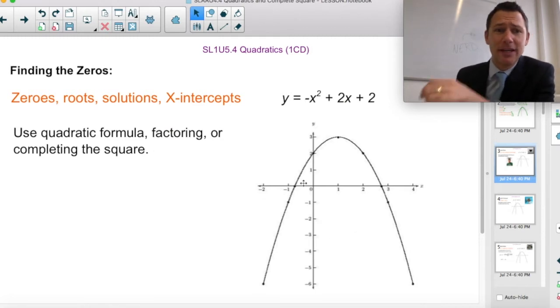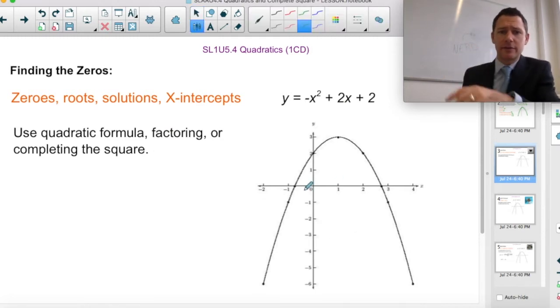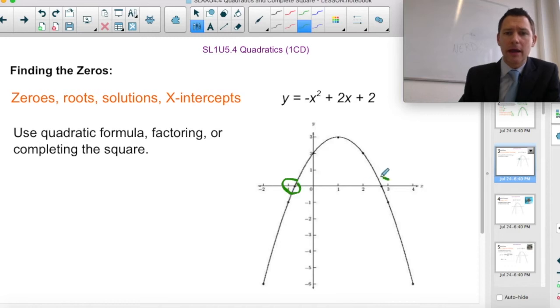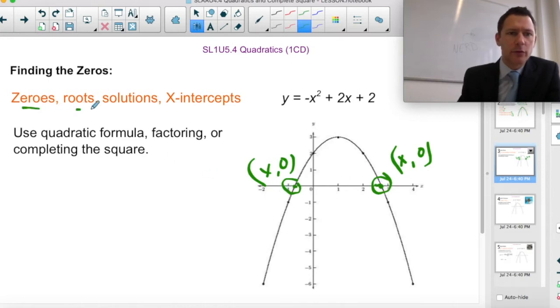Quadratic formula. Finding the zeros. Zeros are when the y is 0. So this is something for x but 0 for y. This is something for x but 0 for y. So one of the spots we're interested in is the x's, and we call them zeros or roots or solutions or x-intercepts. They're all the same thing.